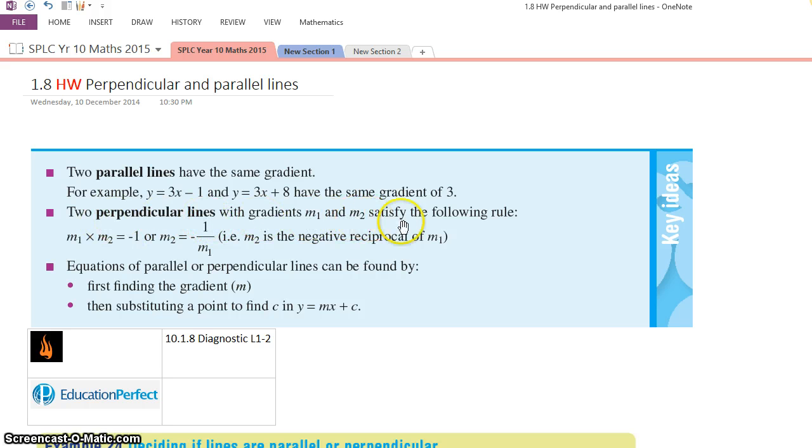Perpendicular lines have gradients that multiply to equal -1. Or the other way of thinking about it is the gradient of one is the negative reciprocal, turn the fraction upside down, of the other one.